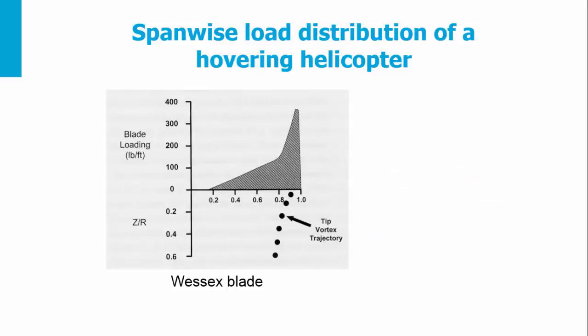If you look as well at the span-wise load distribution for a hovering helicopter, you will see the same. Here you see the radius and the blade loading along the radius of a helicopter blade. The radius is non-dimensionalized, so at the end you have the value of 1. At the end of the blade you see the tip vortex trajectory, and there you see the blade loading increasing.